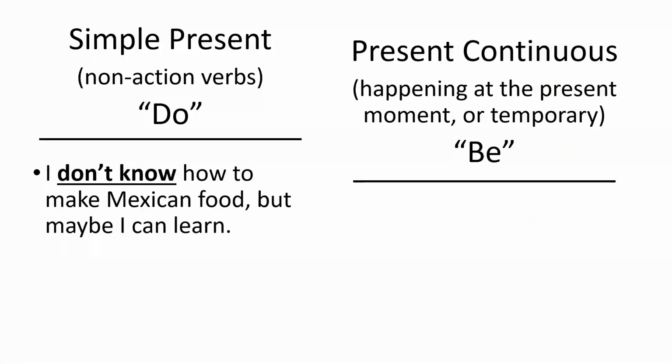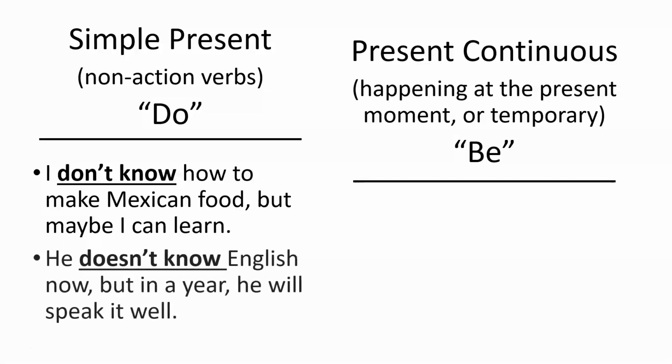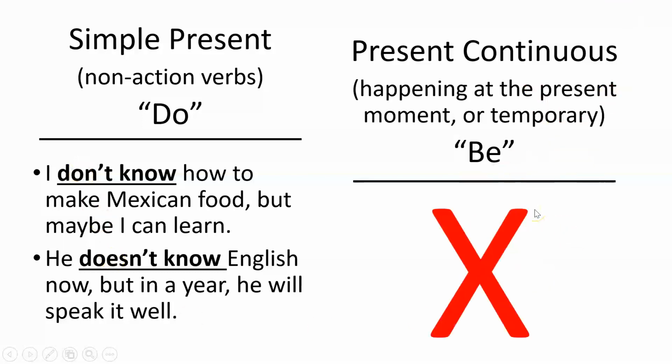And then let's look at the word know. This is something that happens in your mind, so it's not an action. I can say, I don't know how to make Mexican food, but maybe I can learn. Or, he doesn't know English now, but in a year he will speak it well. So with this non-action verb know, I will use don't and doesn't. And can I put it in the present continuous? No. So I hope that's helpful as a good start here.